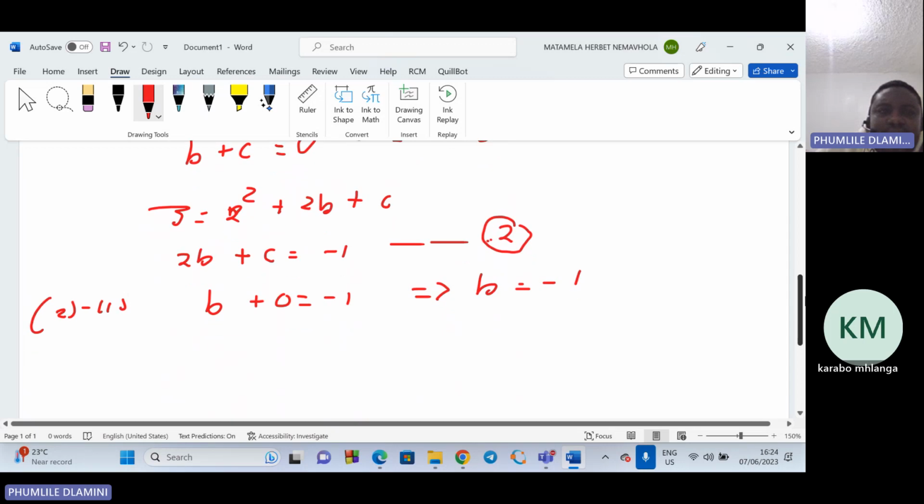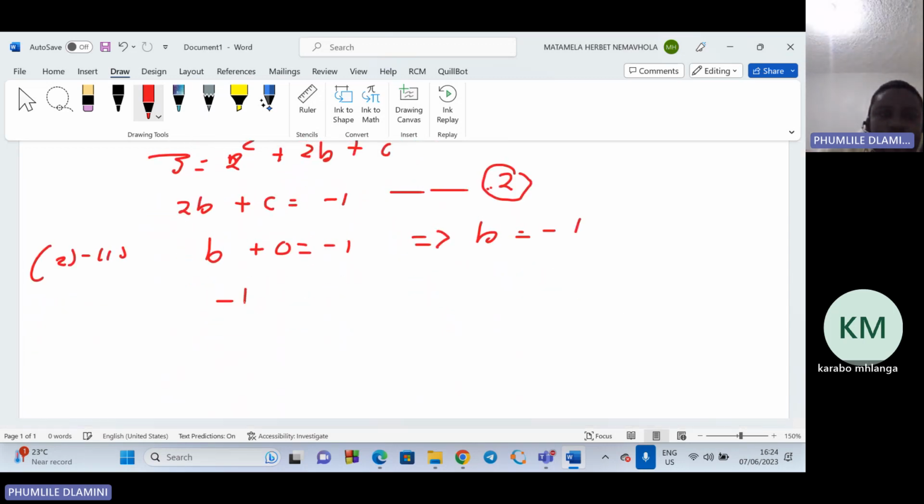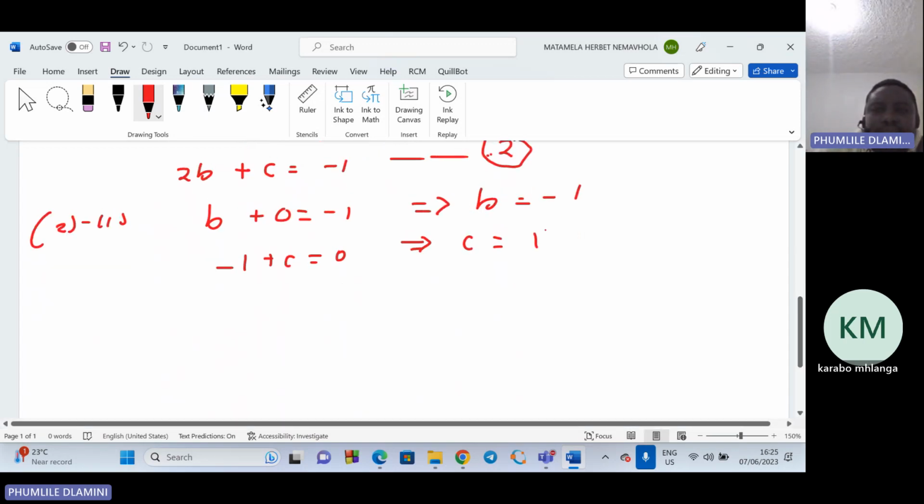If we use the first one, it says b plus c equals 0. Then where there is b, I'm going to put minus 1 plus c equals 0. Then this will imply that our c equals, we take the negative 1 to the other side, and it's going to change the sign. When it changes the sign, it's going to be 1. So now we have shown that b equals minus 1 and c equals 1.